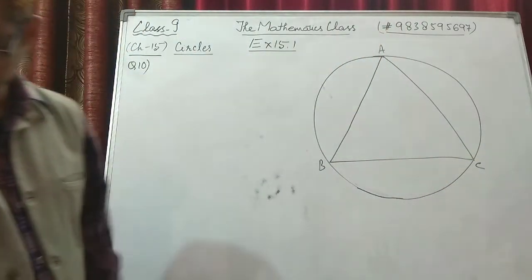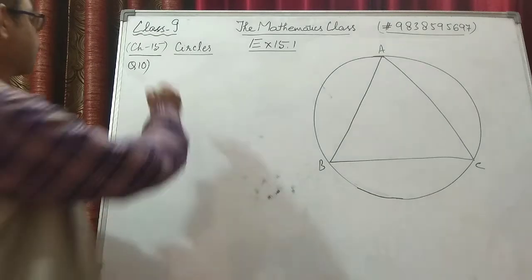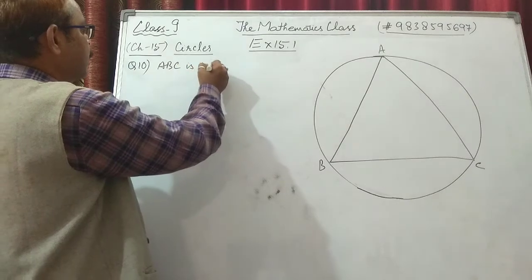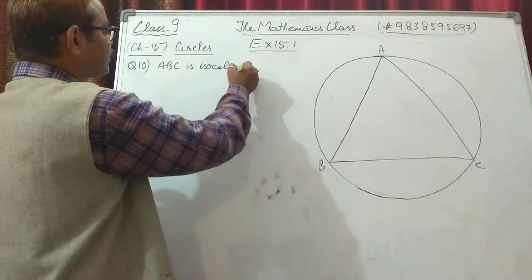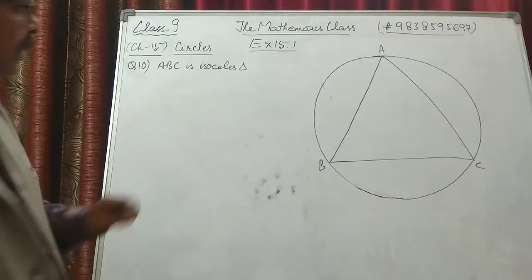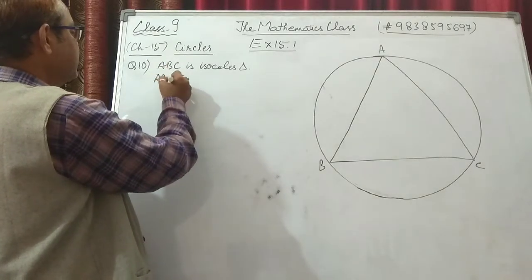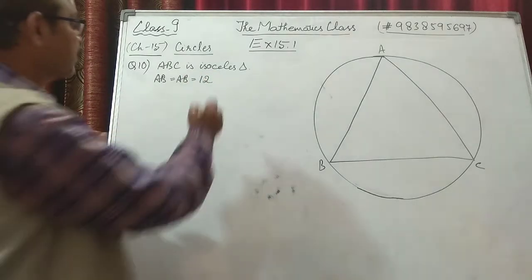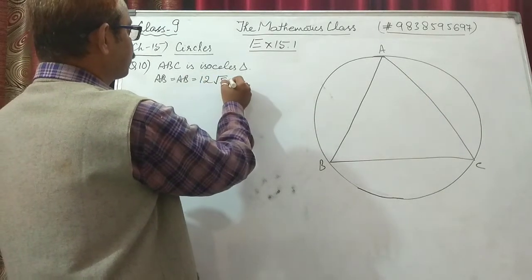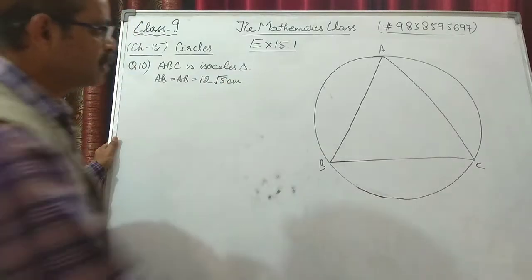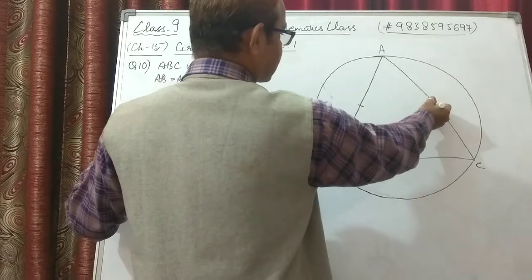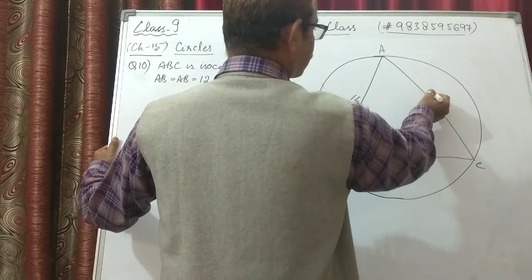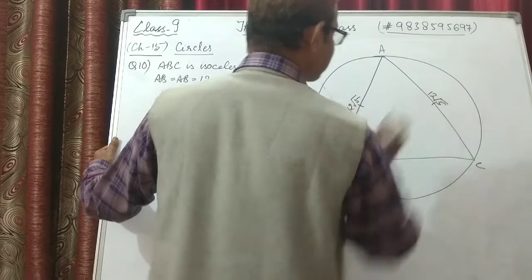It is given that ABC is an isosceles triangle. So what is given? ABC is an isosceles triangle, and then they say AB is equal to AC, and that is given as 12 under root 5 centimeters. This means this AB side and this AC side are equal, and their length is 12 root 5 centimeters.